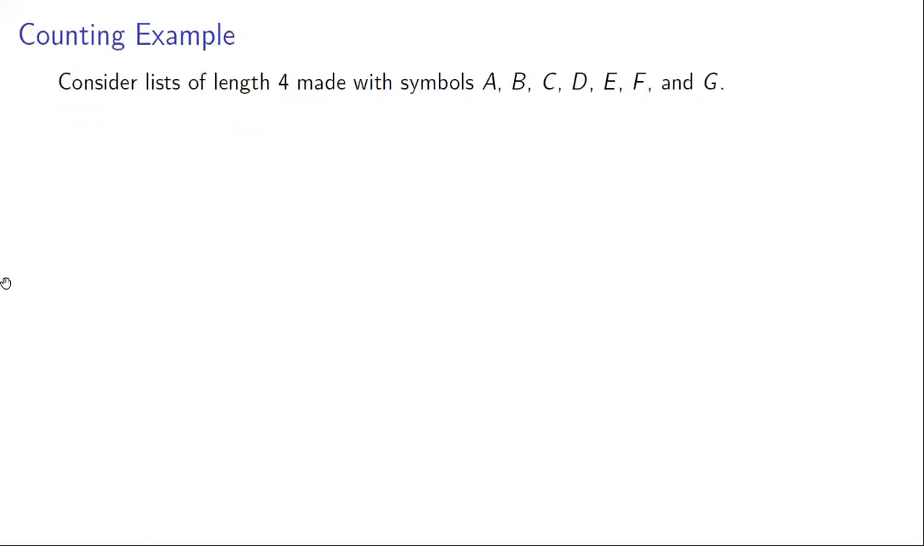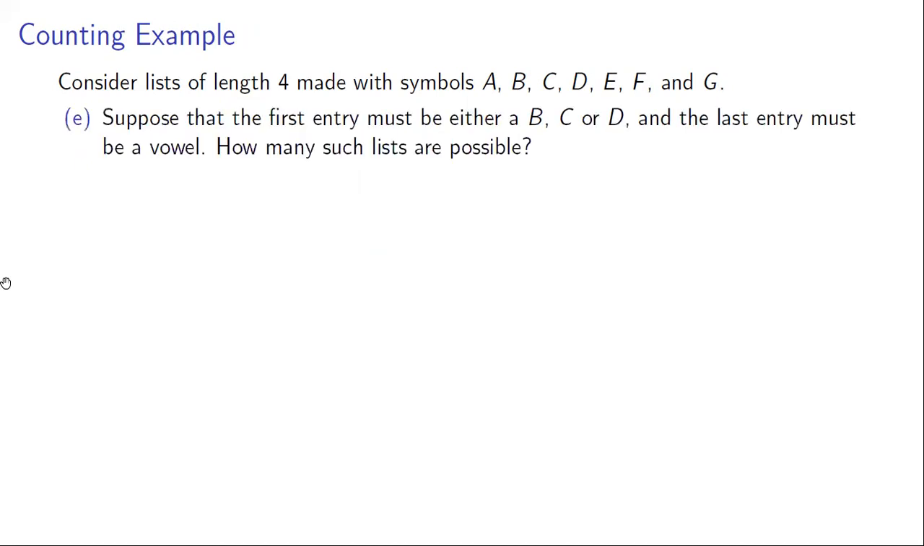Okay, continuing with this counting example, we did parts A through D. Now we have part E to finish. Again, we're talking about lists of length 4 made with the symbols A, B, C, D, E, F, and G. Part E says, suppose that the first entry must be either B, C, or D, and the last entry must be a vowel. So we have 4 entries. The first one has to be B, C, or D. The last entry must be a vowel, and we have only 2 vowels to choose from, A and E. How many such lists are possible?